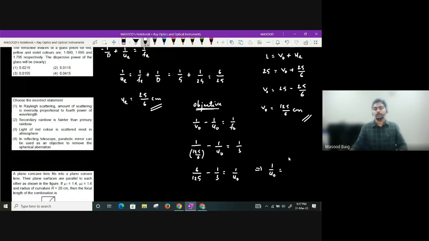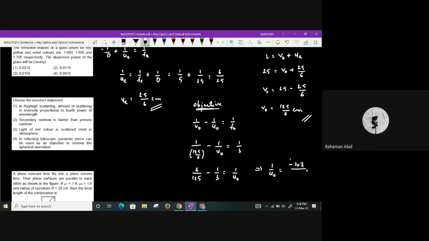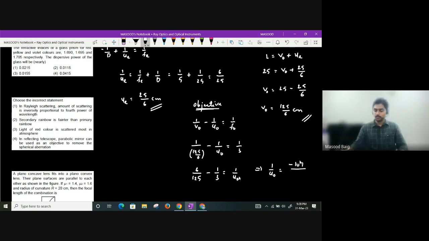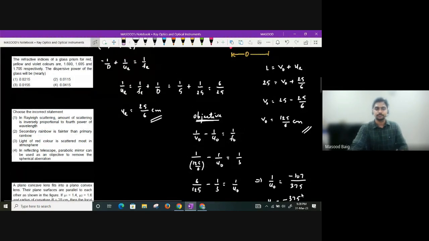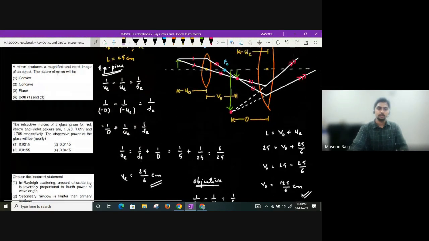18 minus 125. Is it minus 107? Yes or no? Yes, sir. Divided by, will this be 375 or not? So U naught value will be minus 375 divided by 107. So near about 35, something like that you will be getting. Let us just check it, guys.